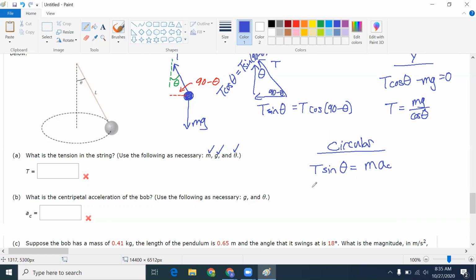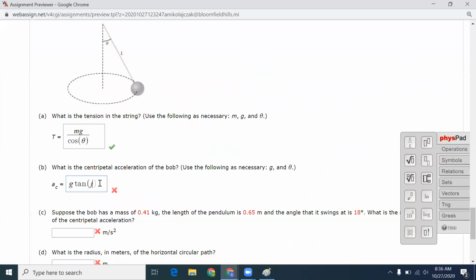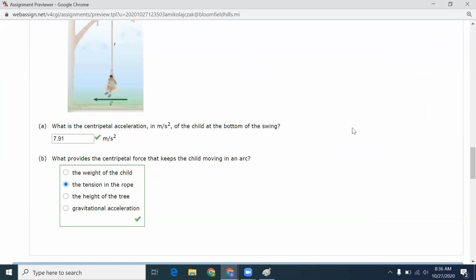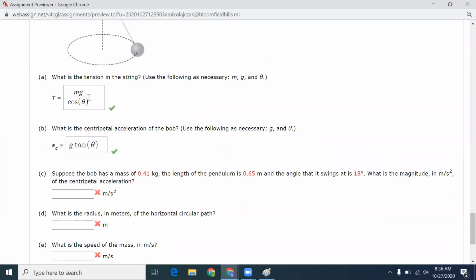Tension was just solved in the previous question. It's mg over cosine theta. And I have sine theta here. The letter m cancels. Think about a swing ride at a place like Cedar Point. They don't have the riders weigh themselves before hopping on the ride. And the reason why they don't is because it doesn't matter. The mass will end up canceling out anyway. So the acceleration is going to be g tan theta.